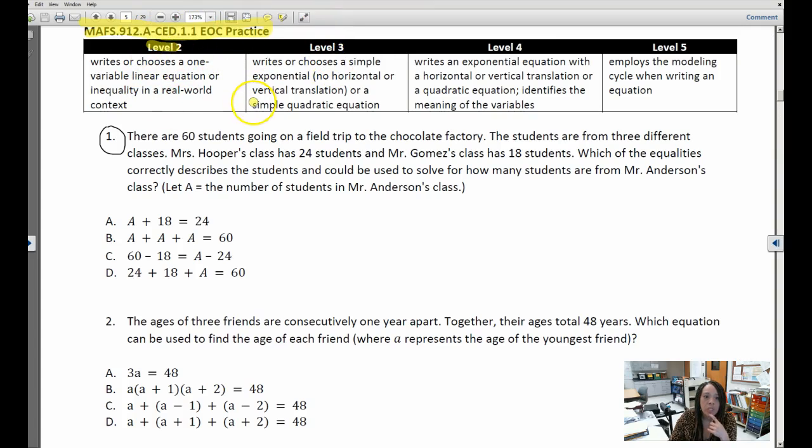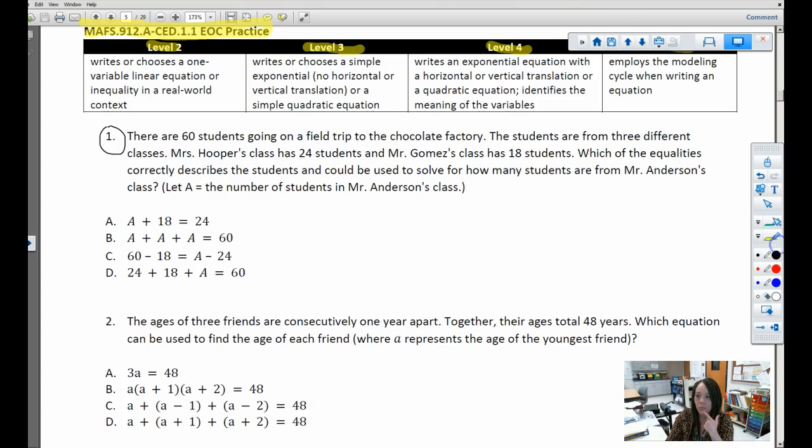So a level 2, you're able to just kind of write an equation out in one variable. Level 3 is you may be able to figure out when you're going to have to put some sort of quadratic or exponent in there. Level 4, you're going to have to write an exponential equation. And there's a lot of extra going on and figure out what do these variables mean and stand for. So a lot of reasoning. And here in level 5, you're employing the modeling cycle when you're writing an equation. You're able to take that and apply it into other things. So model in different ways.